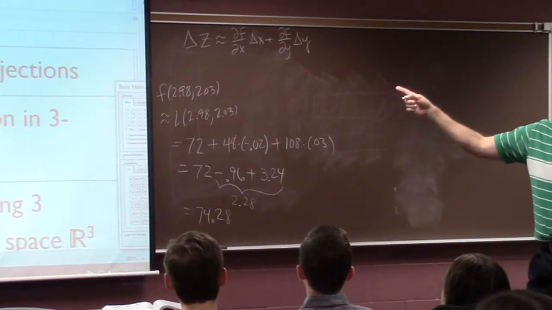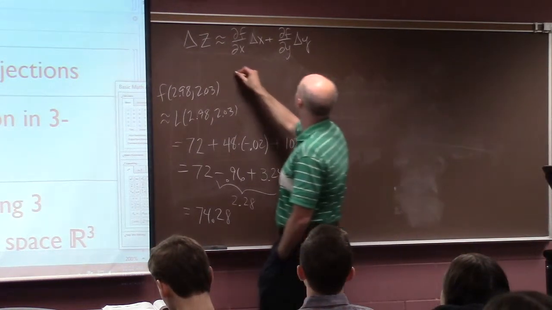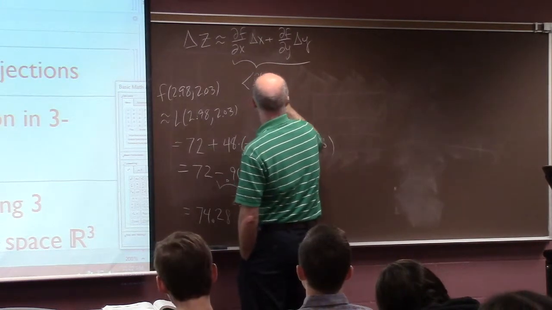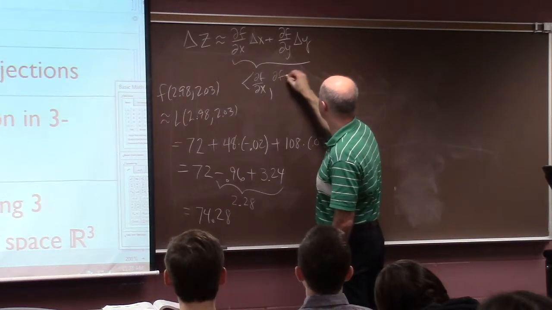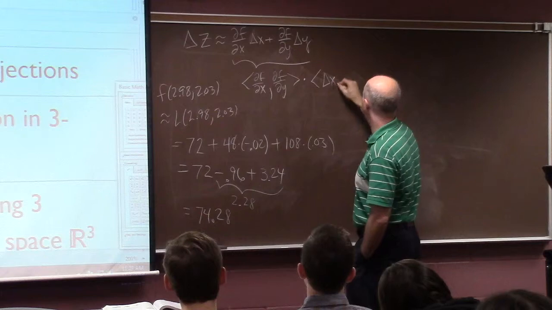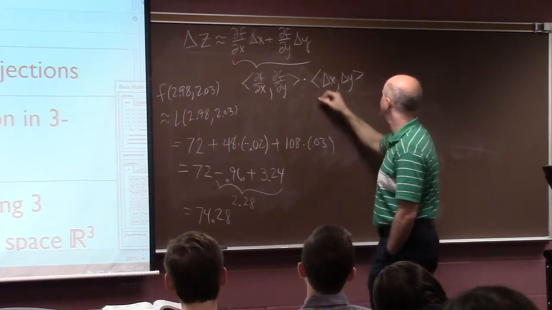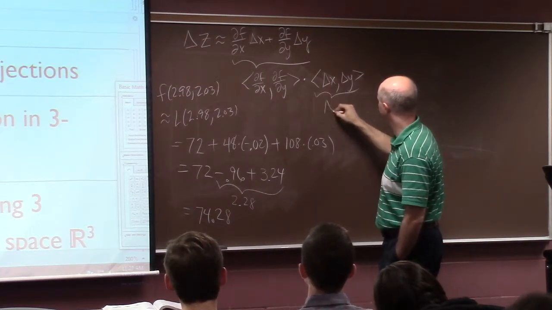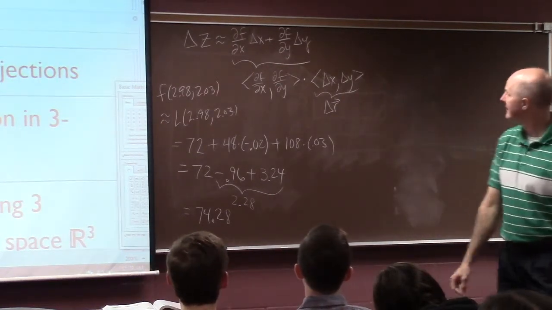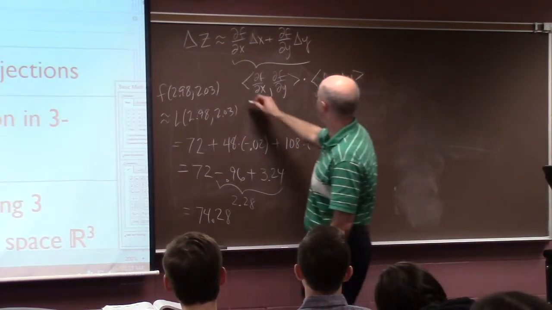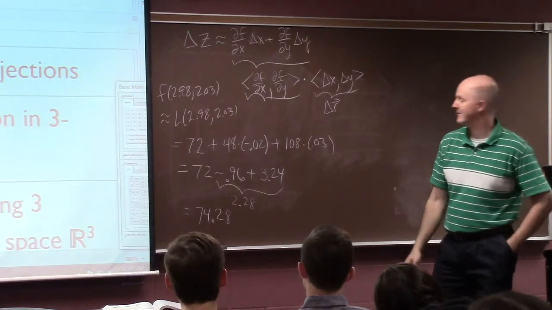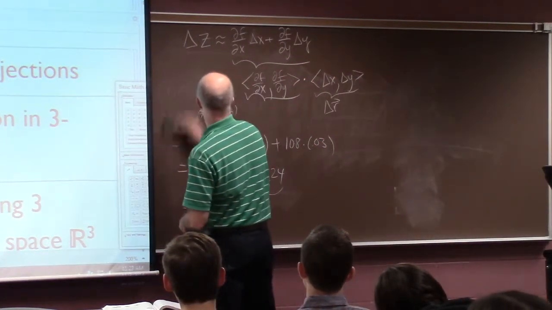That can be thought of as a dot product. This thing right here can be thought of as a dot product: a vector whose components are the partial derivatives, dotted with a vector whose components are the changes in x and the changes in y. In fact, this can be thought of as the change in position, if you like. This can be thought of as a delta r. So, evidently, this vector right there is something special. It is very special. It's got a name. It's called the gradient of f.